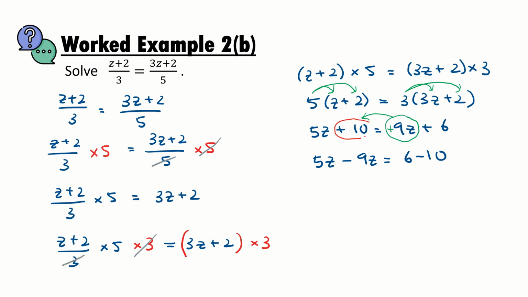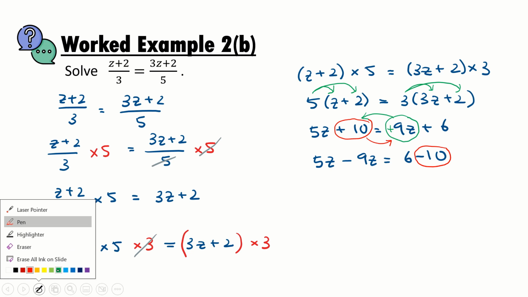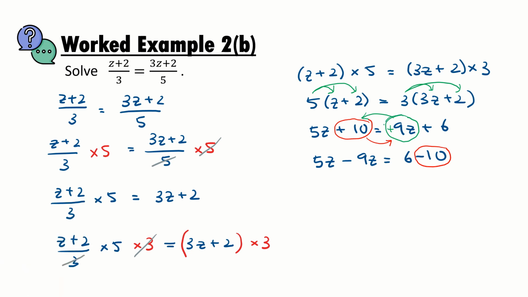So this positive 10, I'm trying to shift it over to the right, which resulted in this minus 10 here. And earlier on, for this positive 9z, when I shift it over to the left, I'm arriving at this minus 9z when I cross the equal sign. So with 5z minus 9z equals 6 minus 10, I can simplify 5z minus 9z into negative 4z and 6 minus 10 to be negative 4.